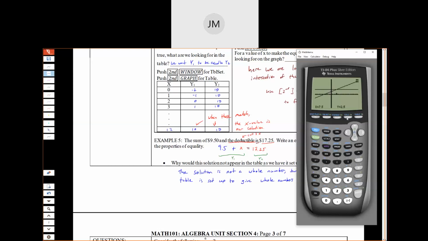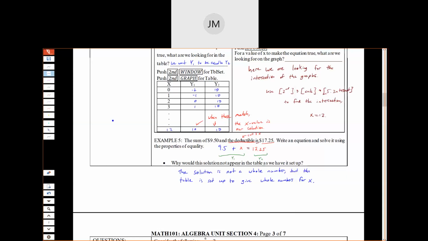And I do the same steps as before. I hit calculate the intersect, right? First curve, second curve, my guess. And it gives me my intersection point exactly. And remember, we said that it was between 7 and 8. And here it says, oh yeah, 7.75 is the intersection. That's where these two hit. And so that's going to be the solution to this.